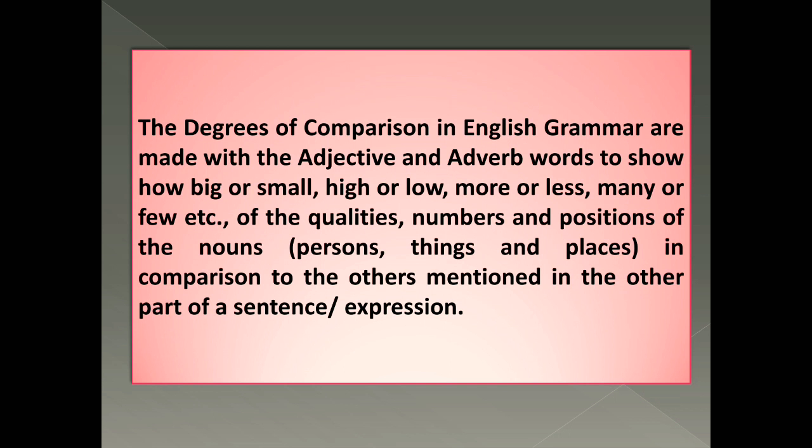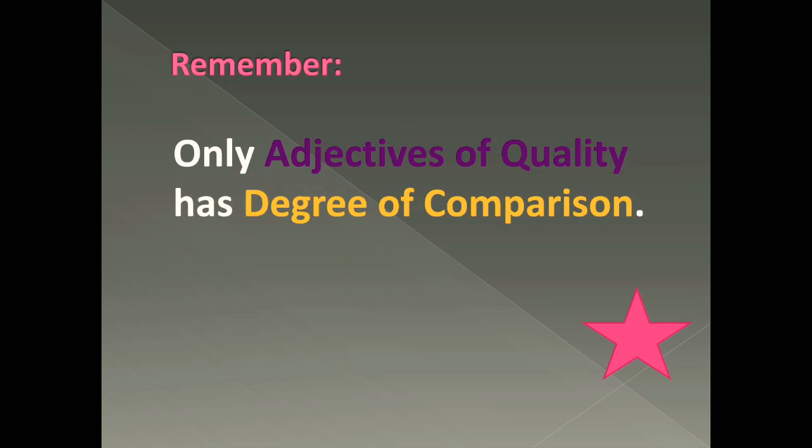The degrees of comparison in English grammar are made with the adjective and adverb words to show how big or small, high or low, more or less, many or few, etc. of the qualities, numbers, and positions of the nouns, persons, things, and places in comparison to the others mentioned in the other part of a sentence or expression. Remember, only adjectives of quality have degree of comparison.